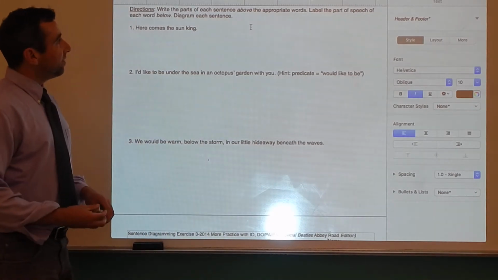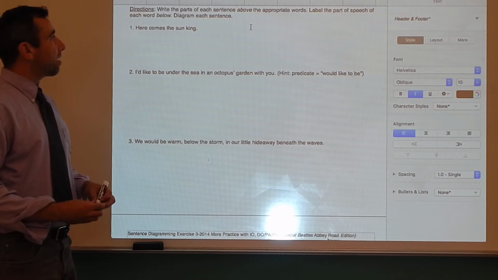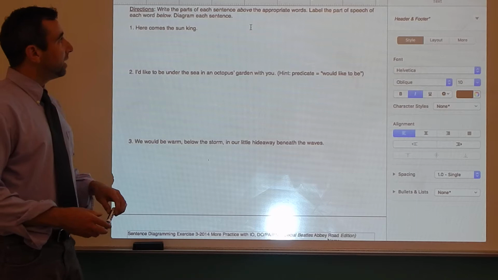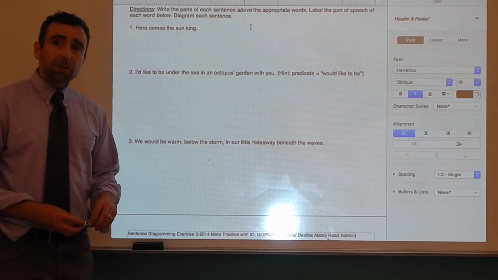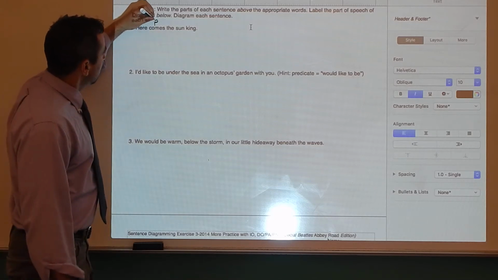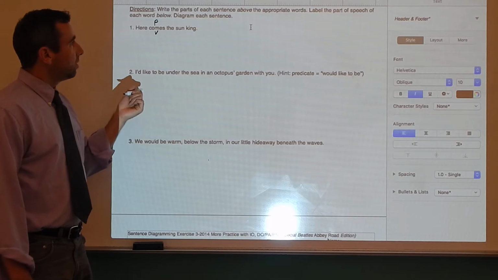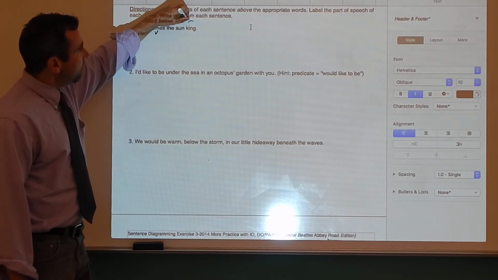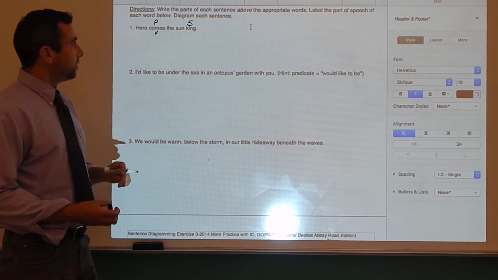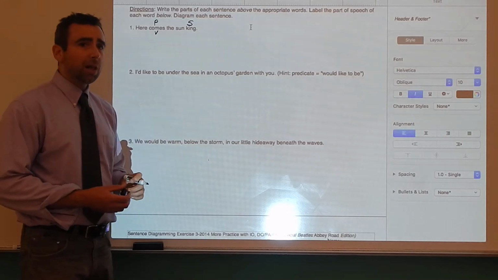Okay, write the parts of each sentence above the appropriate words, label the part of speech of each word below, diagram each sentence. The first sentence is a little bit tricky. It doesn't have any prepositional phrases. The predicate's pretty easy to identify. Comes. Who's doing that? The king. It's really unusual for a subject to come after the predicate in English. But that's what's going on here. It's called inversion. It happens in poetry a lot.